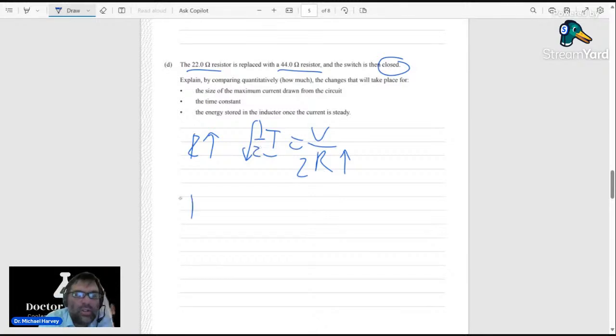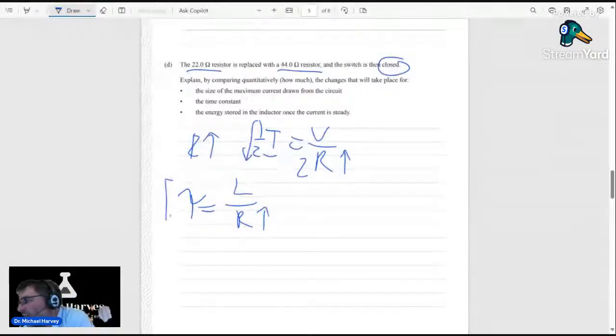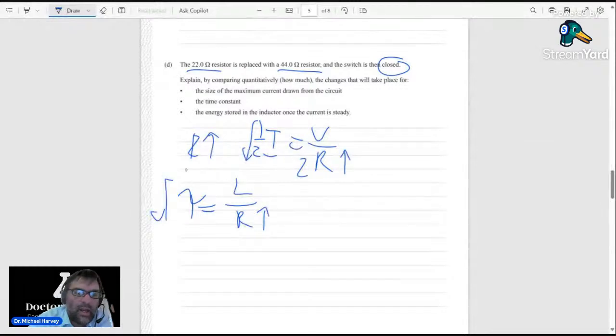So time constant equals L over R. So again, we've doubled the time constant. Sorry, not doubled the time constant, doubled the resistance. So we're going to have our time constant as well. That's going to be half because you've got 2R again.